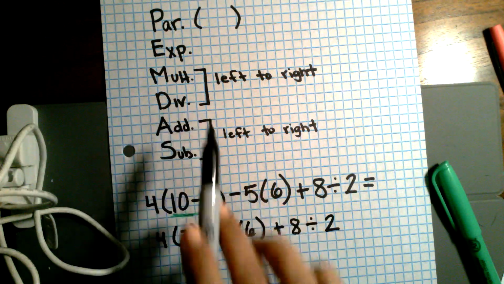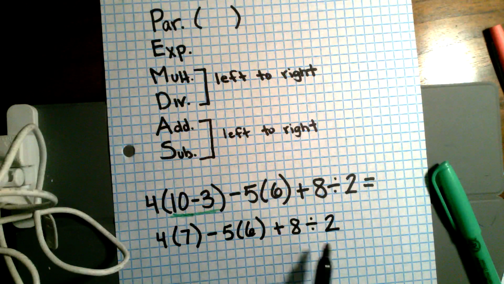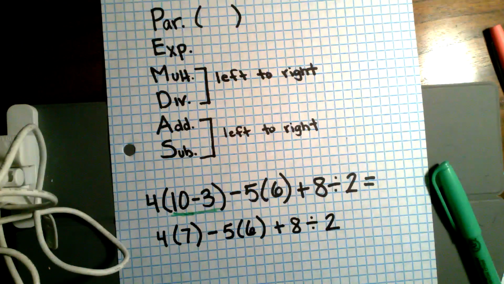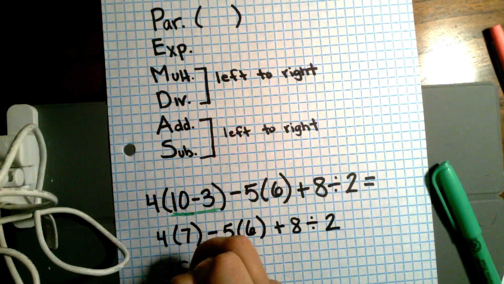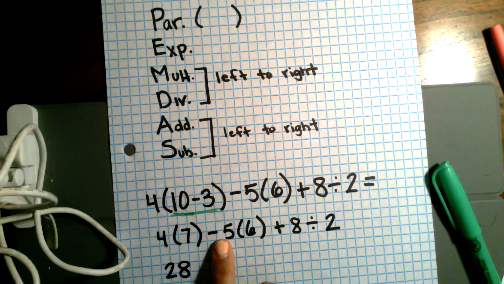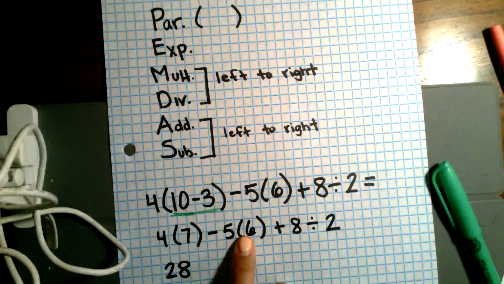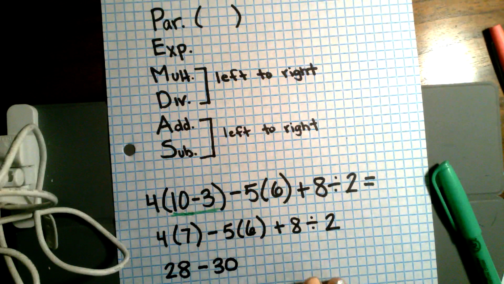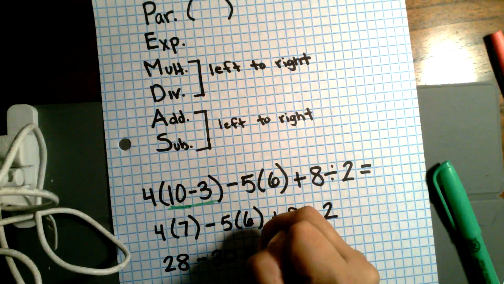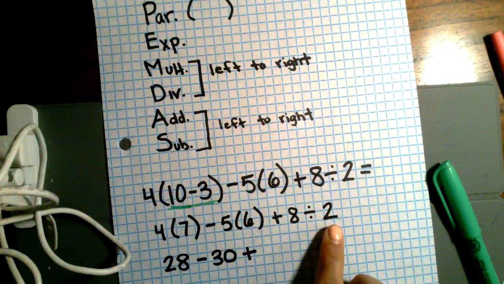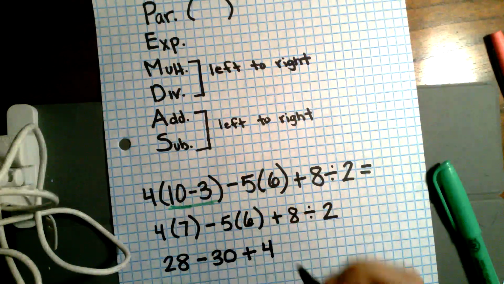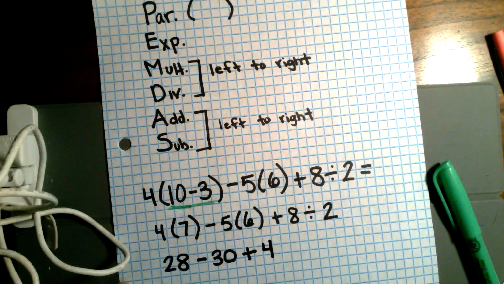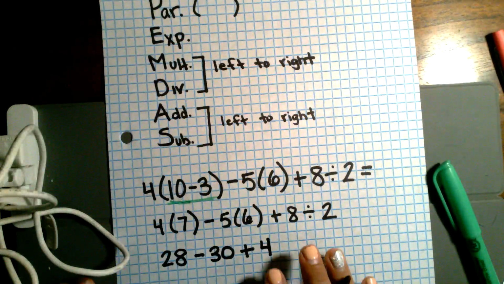So multiplication, division, I see multiplication and I see division. But remember, we know what to do first by going left to right. So we'll start over here. 4 times 7 is 28. And then we have negative 5 times 6, negative 30. Plus 8 divided by 2, which is 4. So we've now completed our multiplication as well as our division.